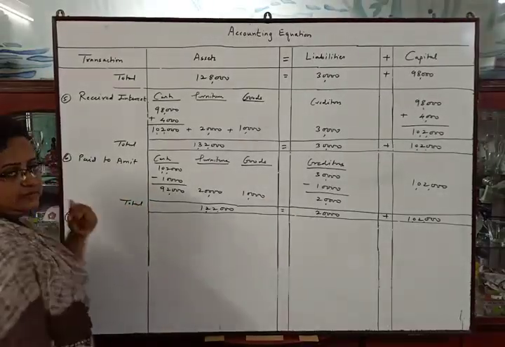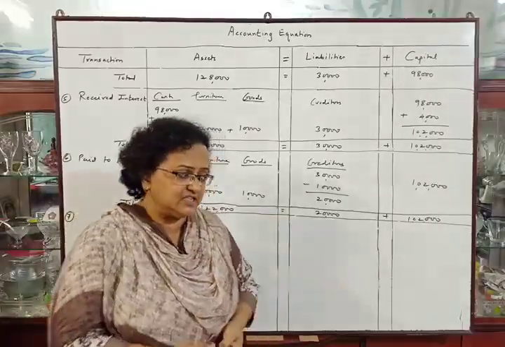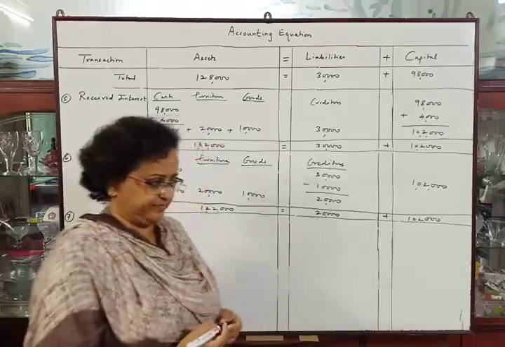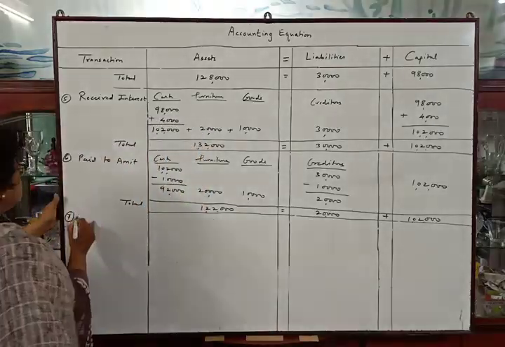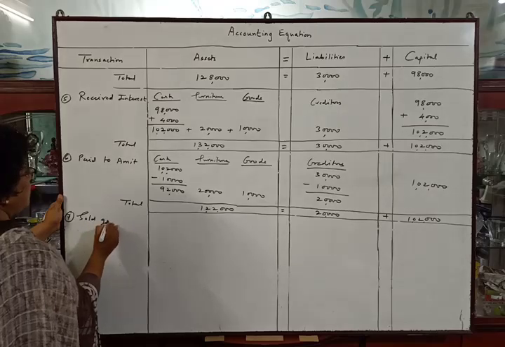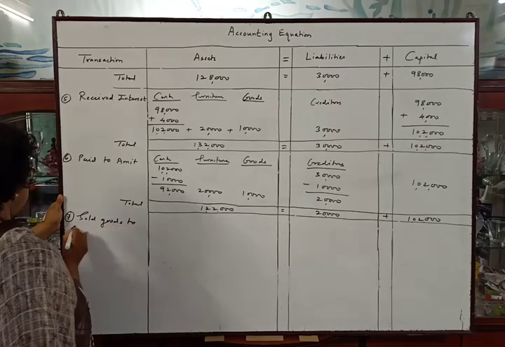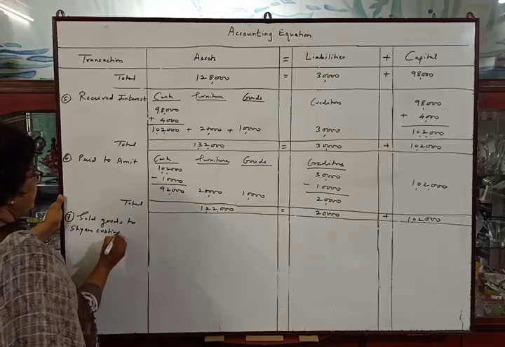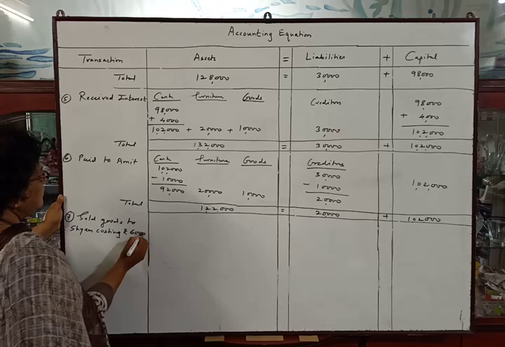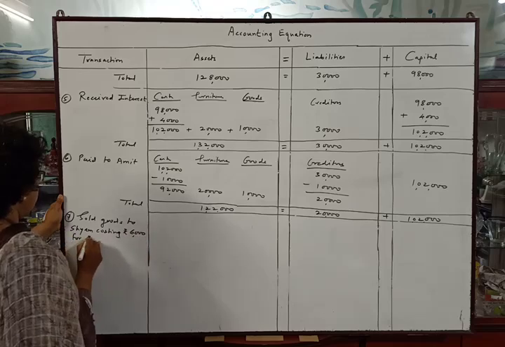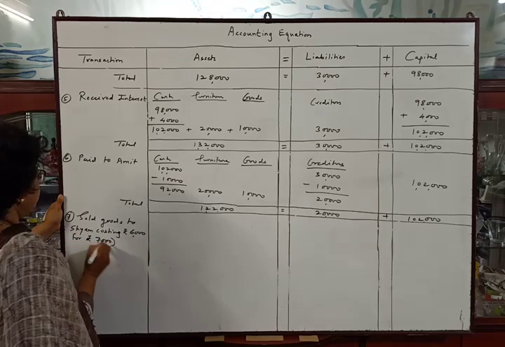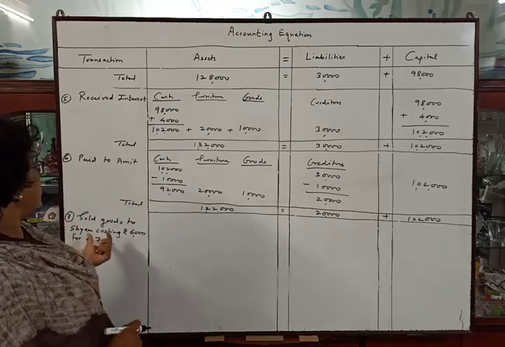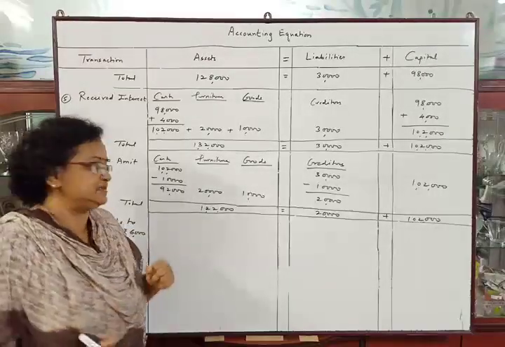Now 7. Next transaction is sold goods to Shyam costing rupees 6,000 for rupees 7,000. Okay. Let's write the full transaction for better understanding.